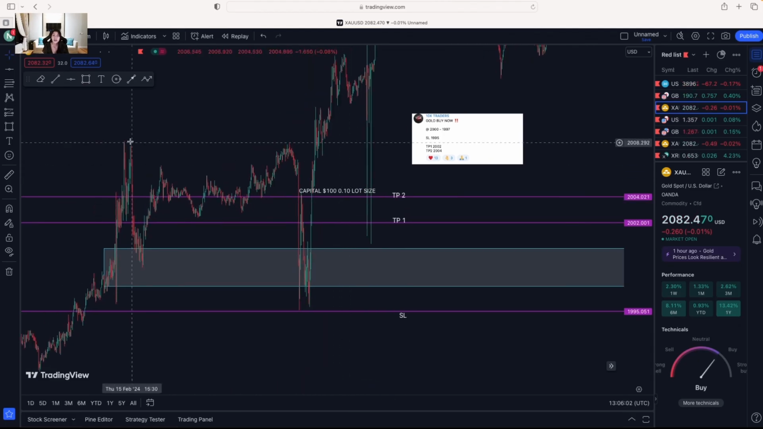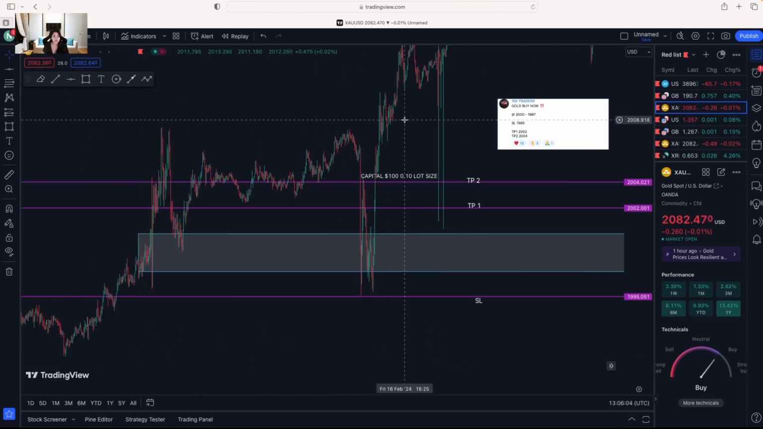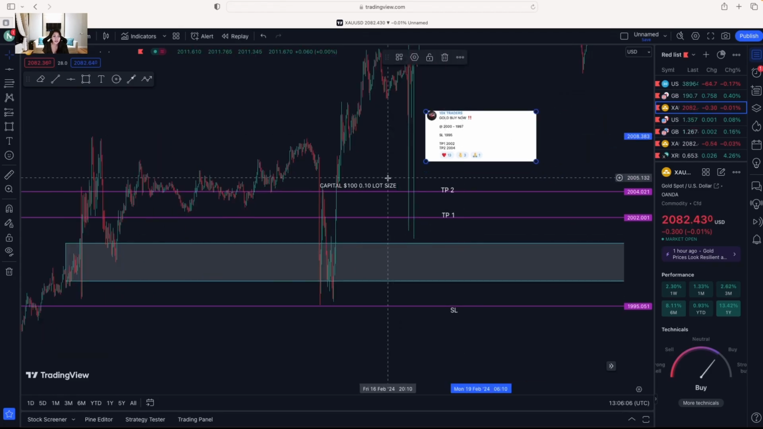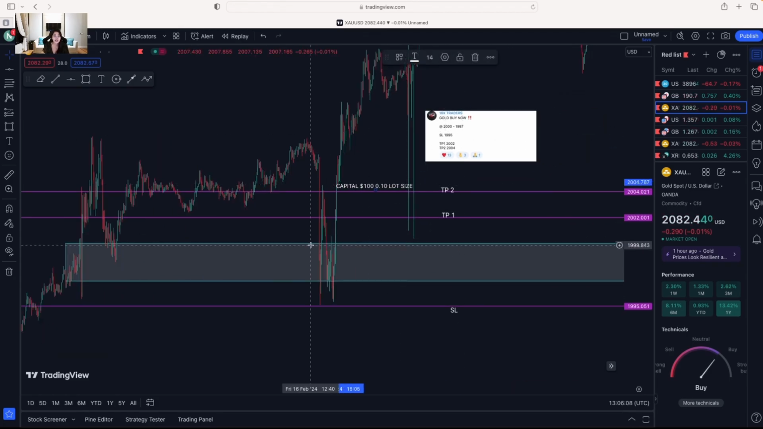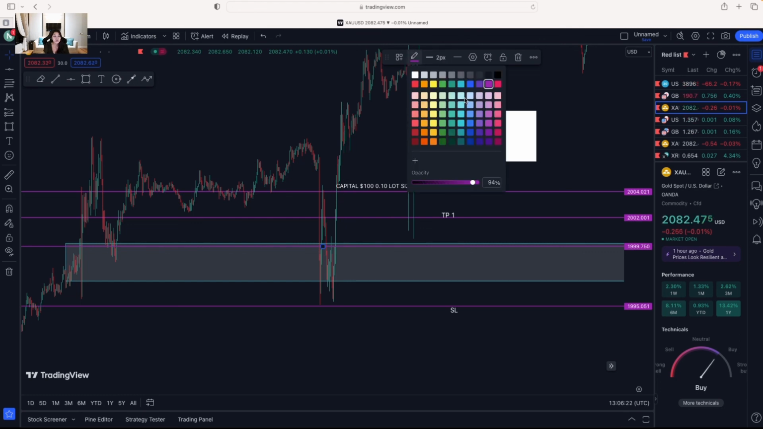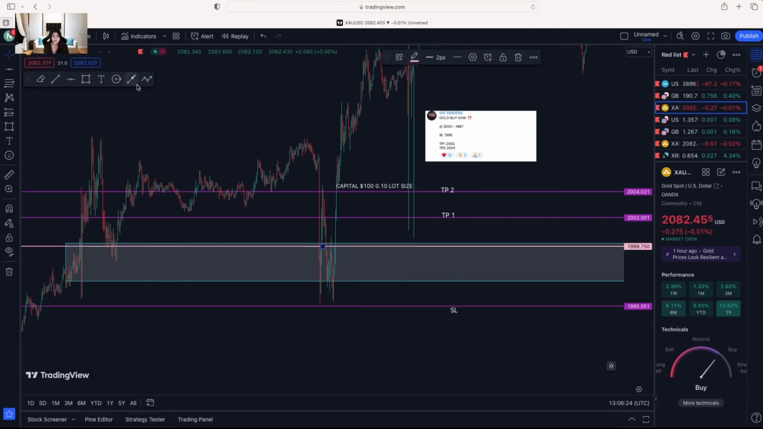Now let me give you an example of how you can apply the Martingale layer. First things first, remember the zone is 2000 to 1997. Let's say price was at 2000, so the first entry is at 2000. I'm going to change this color to blue, pink. Your first entry, you want to use the lowest lot size.